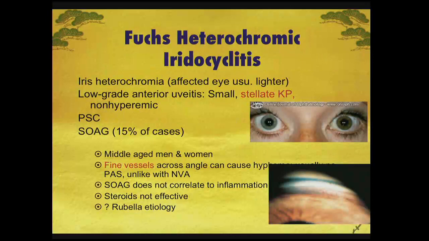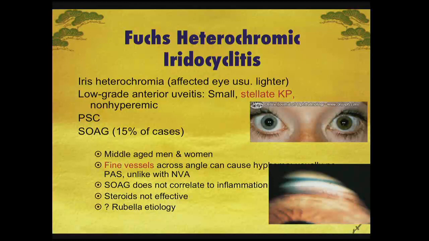Fuchs heterochromic iridocyclitis. In this condition, you'll see iris heterochromia. The affected eye usually is lighter in color. There's a low-grade anterior uveitis. Here you see small stellate KP, and the eye, despite the inflammation, is not red. Does not look inflamed on the conjunctiva. This is also associated with posterior subcapsular cataracts. Glaucoma occurs in about 15% of cases. The type of patient you'll see this in is either men or women of middle age.